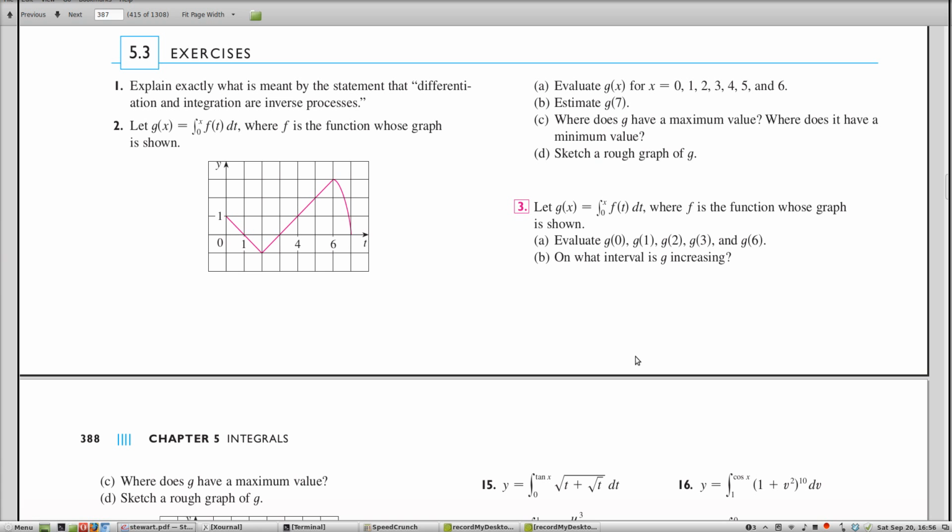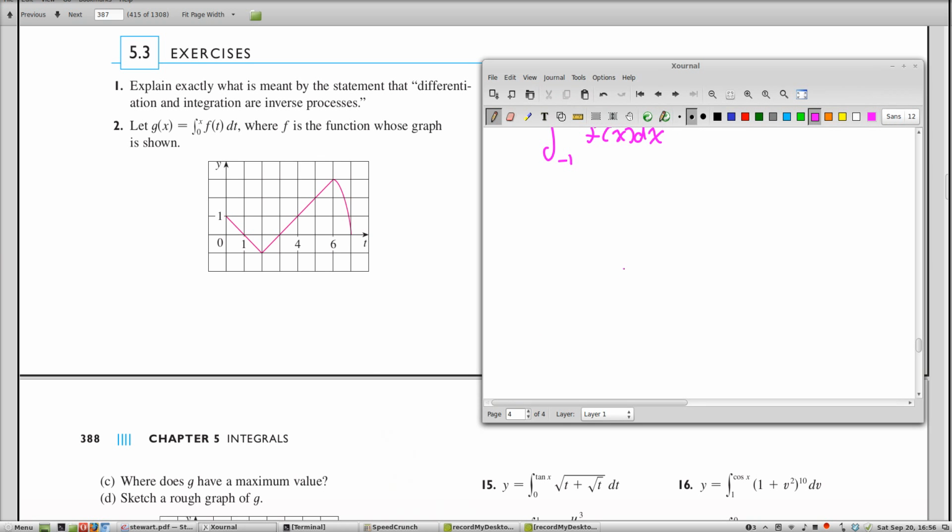So number one, explain exactly what's meant by the statement that differentiation and integration are inverse processes. So can you do that? You can write it out in notation. So what happens if you have some function f that has some derivative, f prime, and then the relationship between the two is if you take the integral from a to b of f prime of x dx, what you get is f of b minus f of a.